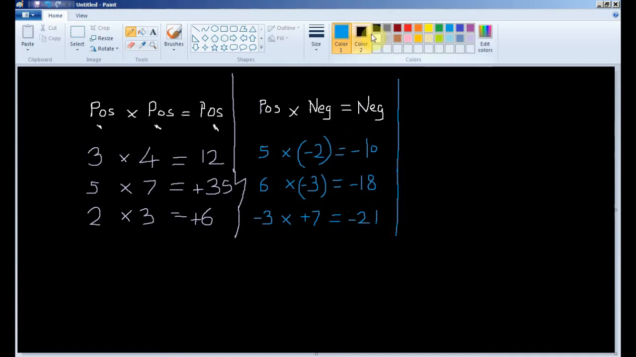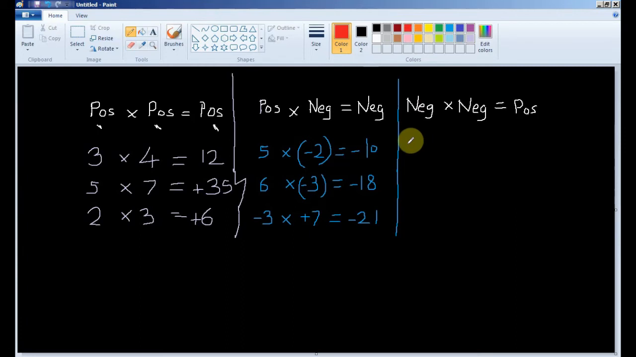So friends, the third rule says that whenever we multiply a negative number with another negative number, the result is going to be a positive number. So two negatives, if multiplied, will give you a positive result. Let's look at the examples.